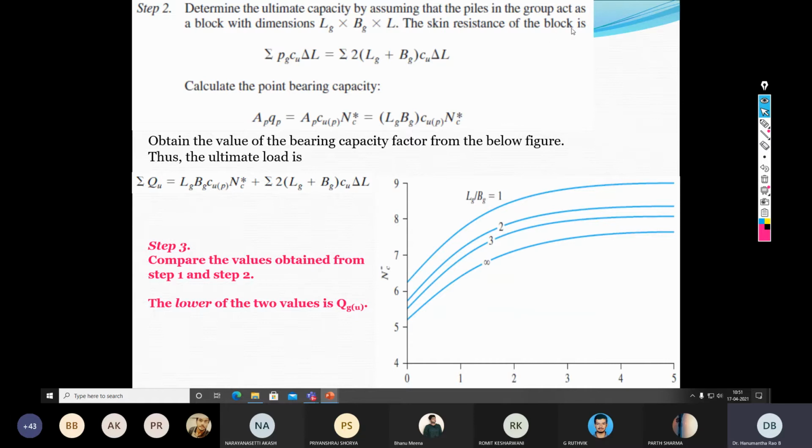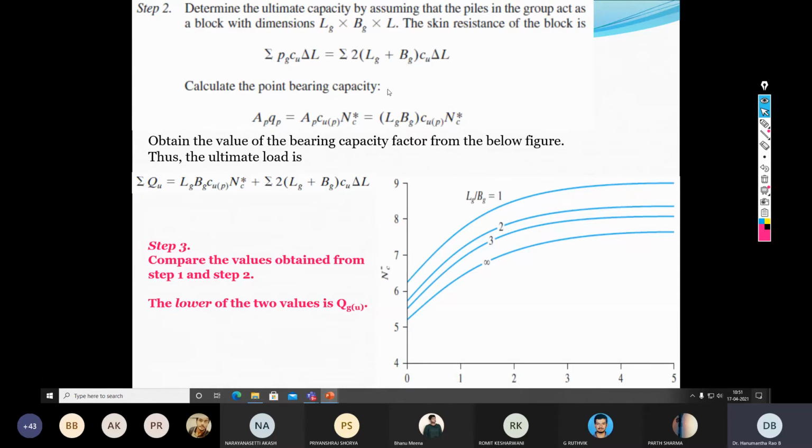So the skin resistance of the block is determined as summation of Pg into Cu into delta L. Now here the Pg means perimeter. Perimeter can be written as 2 times of Lg plus Bg, because this is a rectangular section, multiplied by Cu and multiplied by the delta L. So depending upon the number of layers, you can keep on adding the same thing.